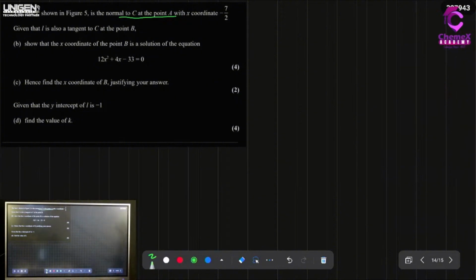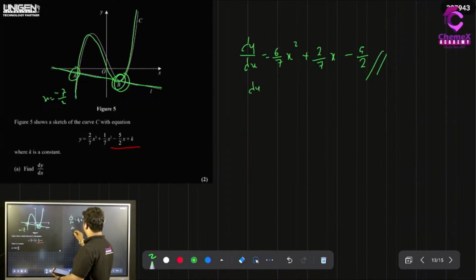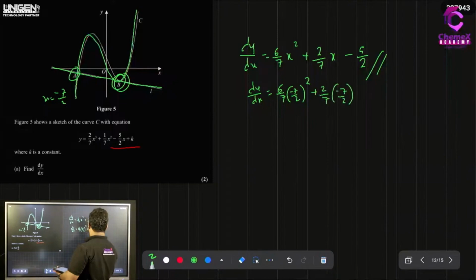Alright, so they have given x equals minus 7 over 2. Then I can put it into the dy over dx equation I found. What was the dy over dx I got? 6 over 7, and what was the x value they gave? Minus 7 over 2 squared, plus 2 over 7 times minus 7 over 2, minus 5 over 2.